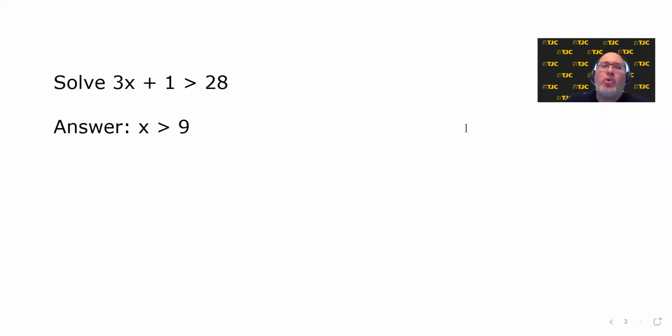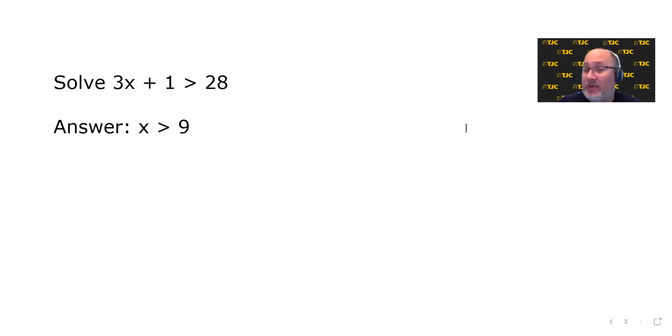We just solved the inequality 3x plus 1 is greater than 28, and our answer was x is greater than 9. But as was reviewed in the weekly work for this week for Math 0314, the assignment I alluded to previously, we have multiple ways that we can represent this solution. We have 3 ways, in fact.